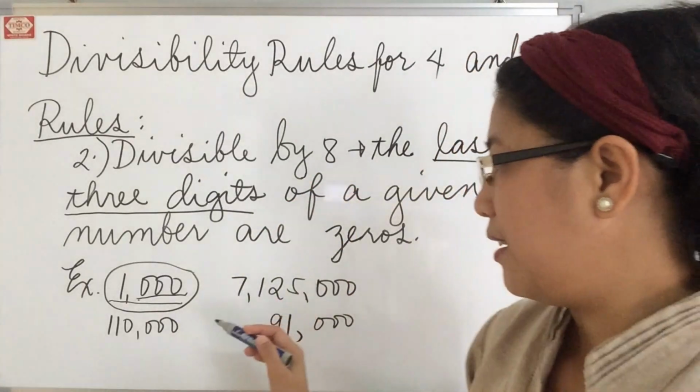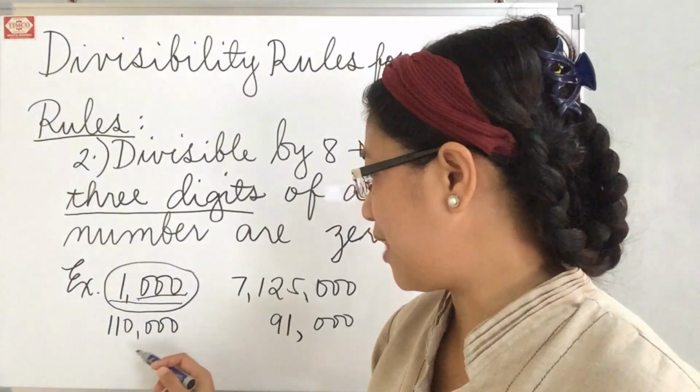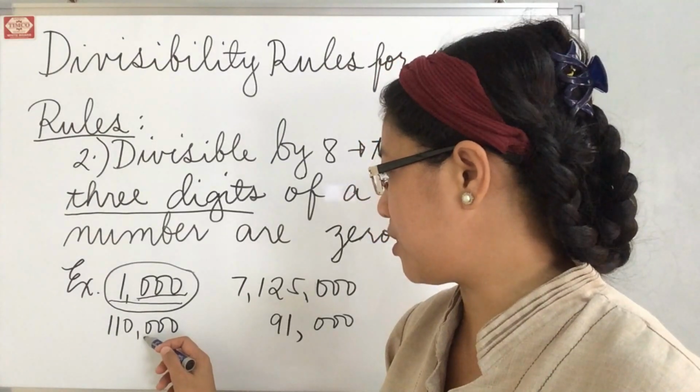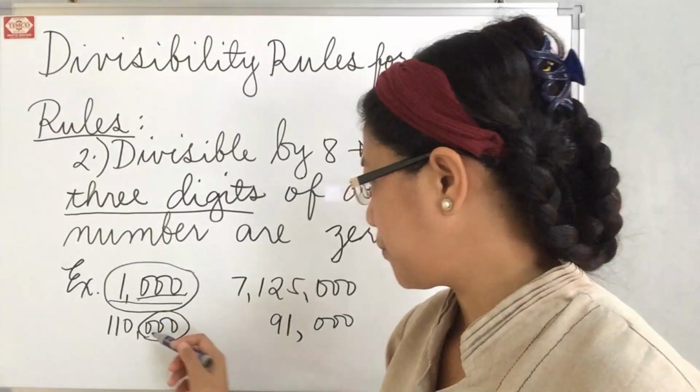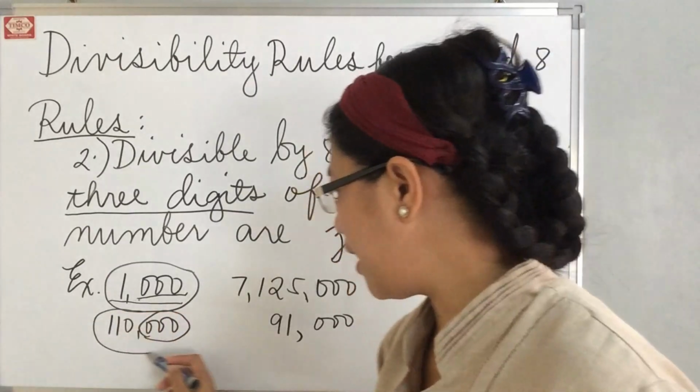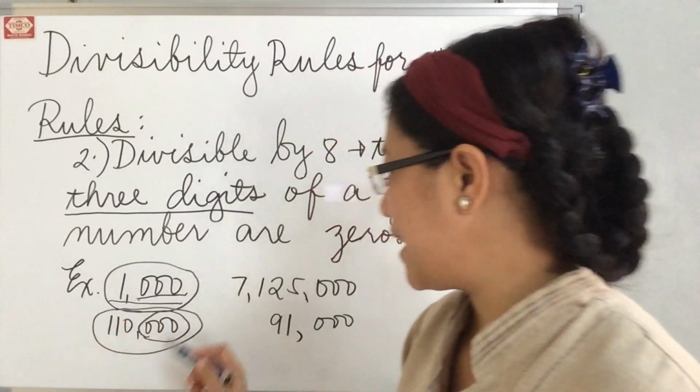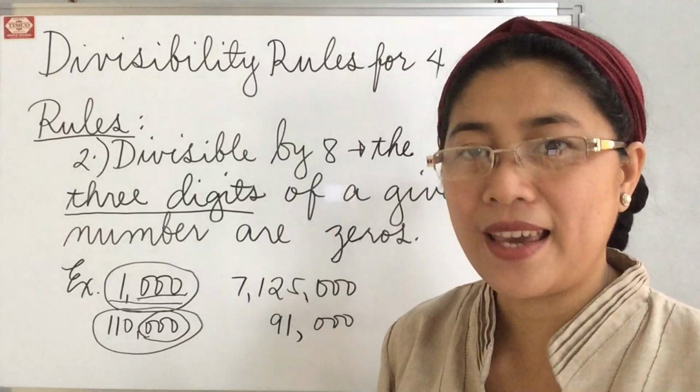Okay? Also, with 110,000, the last 3 digits are zeros. So, therefore, 110,000 is divisible by 8.